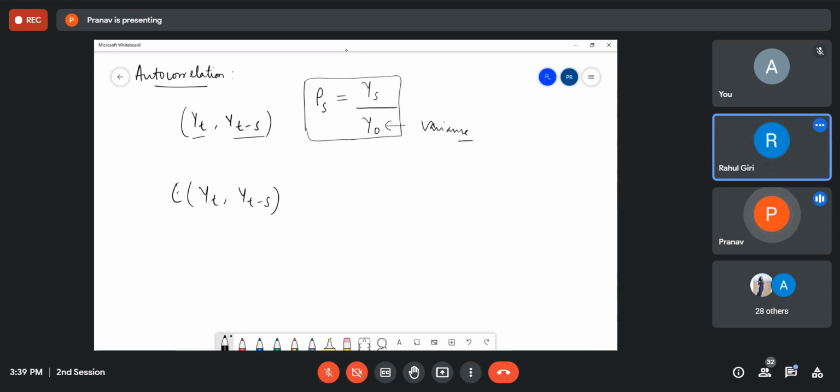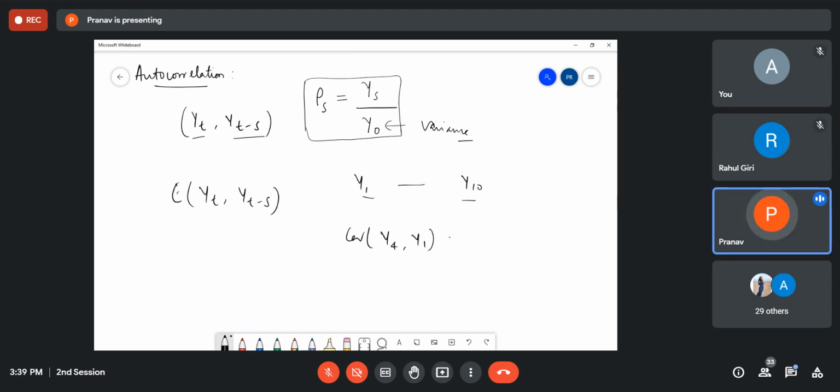Okay, got it. That is, अगर मान लो आपके पास y1 से लेके y10 तक observation है, and then autocovariance of y4 with y1. This will be autocovariance at lag 3, right? Yes, sir, got it. ठीक है. So अगर मुझे autocorrelation at lag 3 निकालना होगा, so first I need to find out the autocovariance at lag 3. I'll divide it by the variance of y.